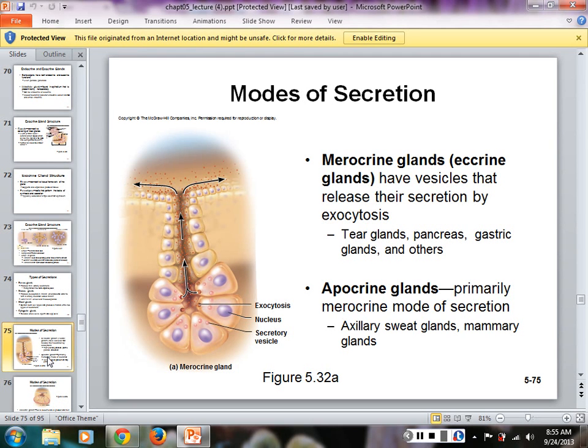So once exocytosis occurs, those little vesicles are going to burst, and you can see that the product is going to travel through that little tube or the duct before it reaches what? The surface. Apocrine glands, on the other hand, are a type of merocrine gland as well. It has the same mode of secretion as your merocrine glands. When you sweat, exocytosis occurs in your armpits, which is your axillary sweat glands, in order for it to reach what? The surface of your skin.